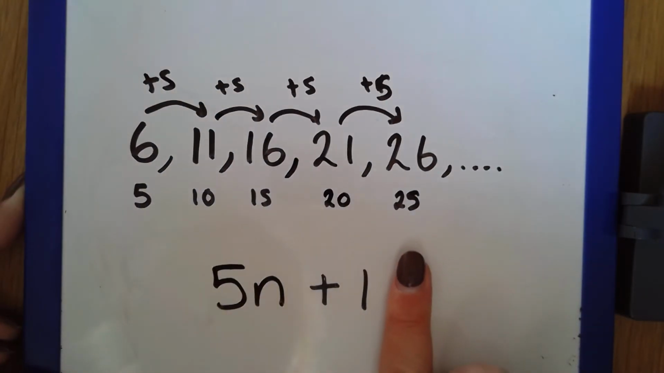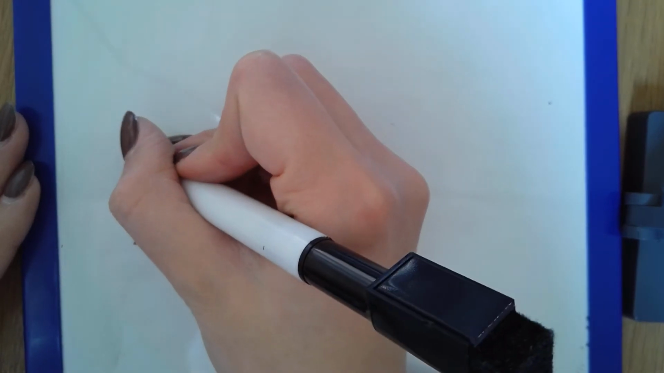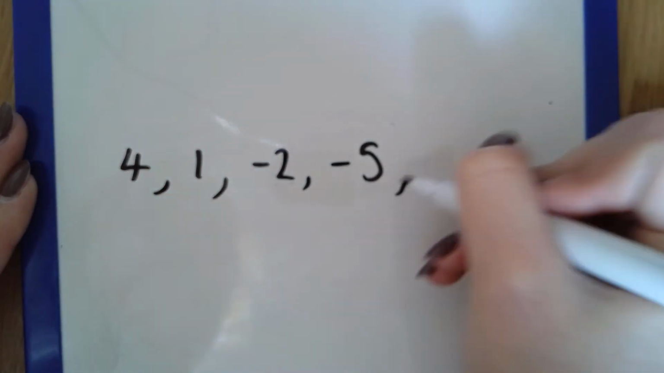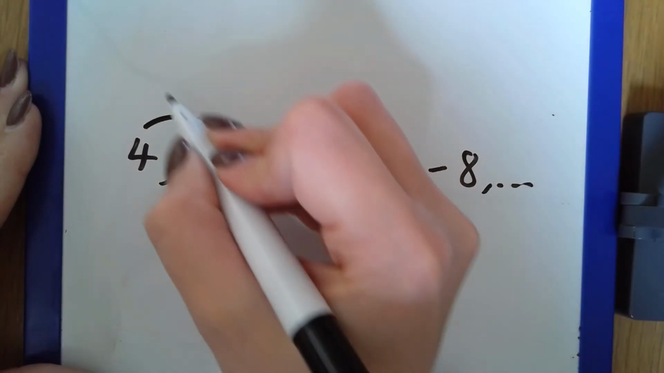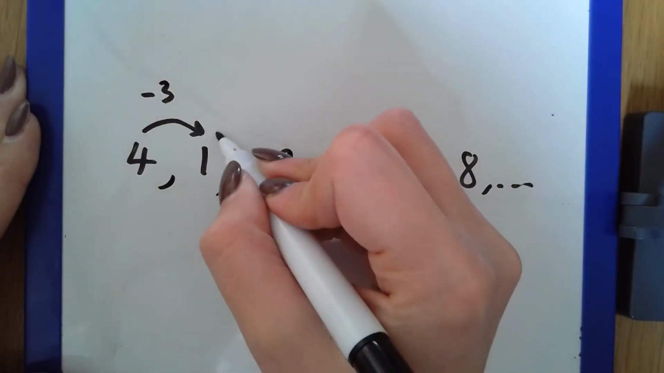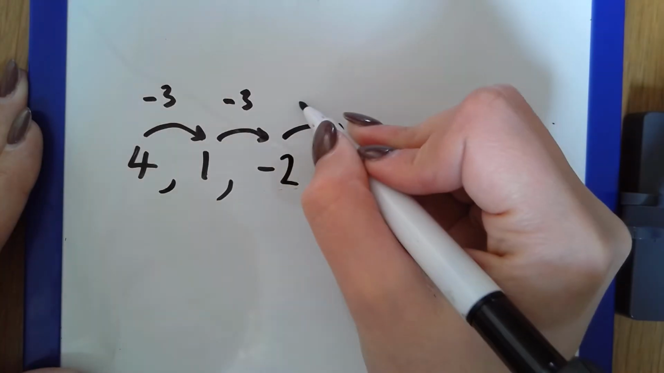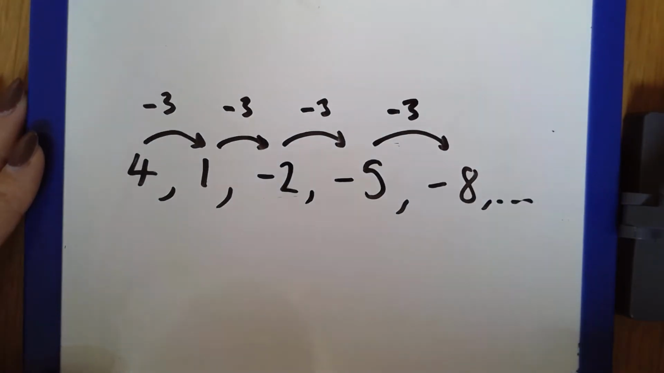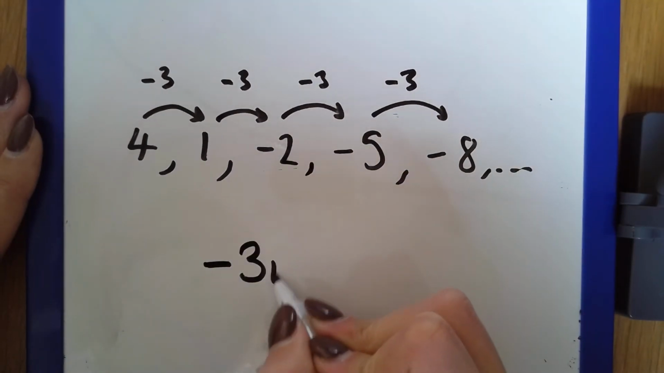I'm going to do one more negative sequence just in case you're still not happy with the negative ones. This time 4, 1, minus 2, minus 5, minus 8. How do I get from 4 to 1? I take 3. From 1 to minus 2? I take 3. From minus 2 to minus 5? I take 3. From minus 5 to minus 8? I take 3. So I've got take 3, take 3, take 3, take 3, so I know my sequence starts with minus 3n.